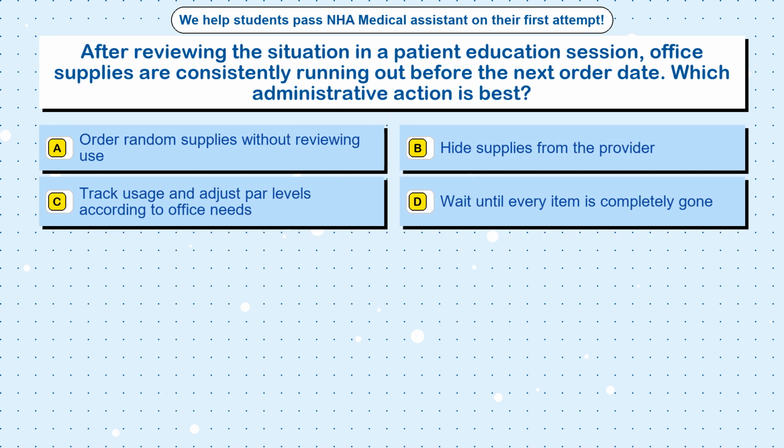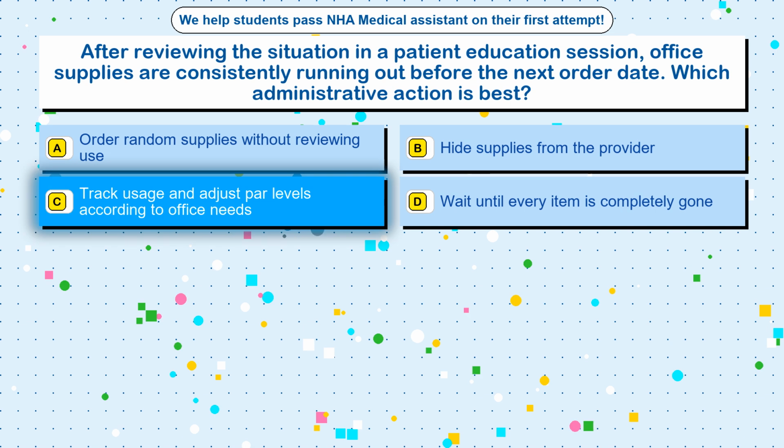Question 60. After reviewing the situation in a patient education session, office supplies are consistently running out before the next order date. Which administrative action is best? Option A, order random supplies without reviewing use. Option B, hide supplies from the provider. Option C, track usage and adjust par levels according to office needs. Option D, wait until every item is completely gone.